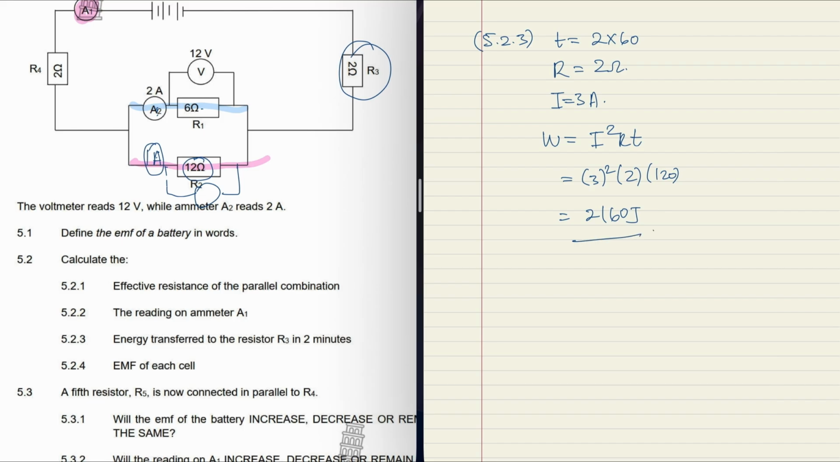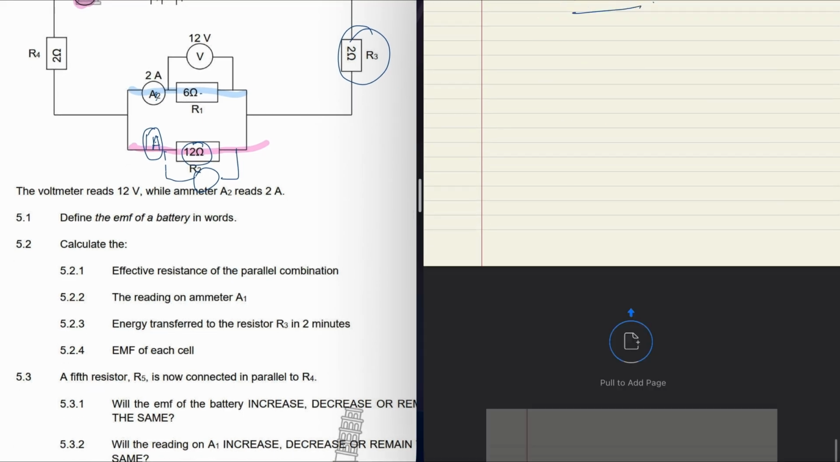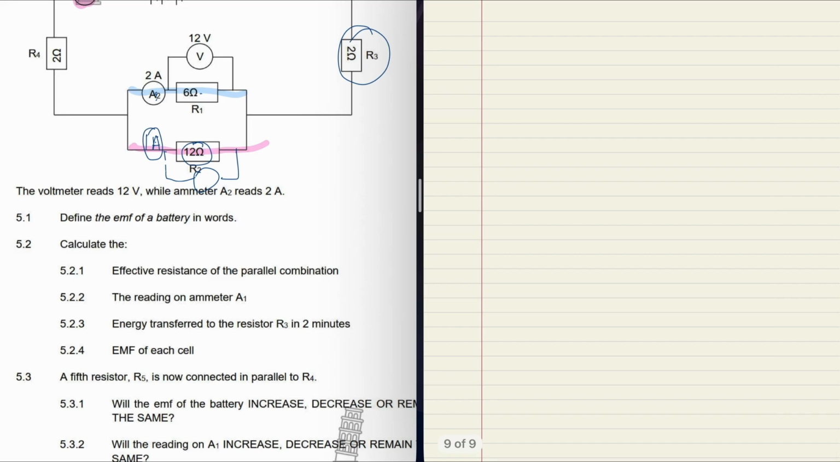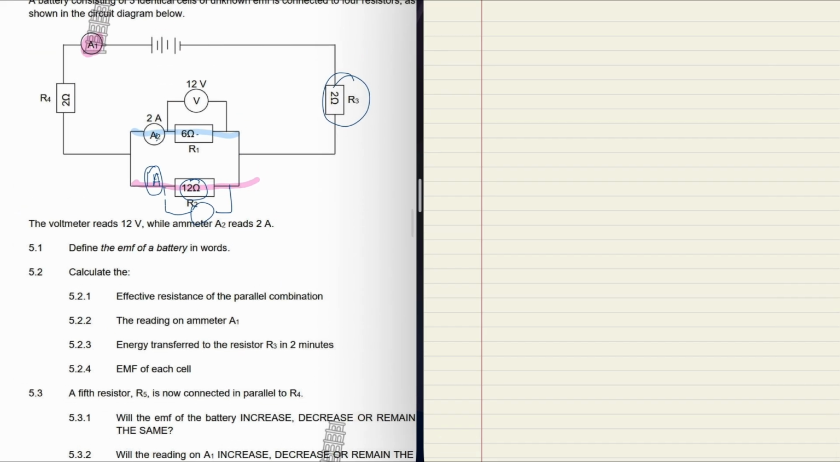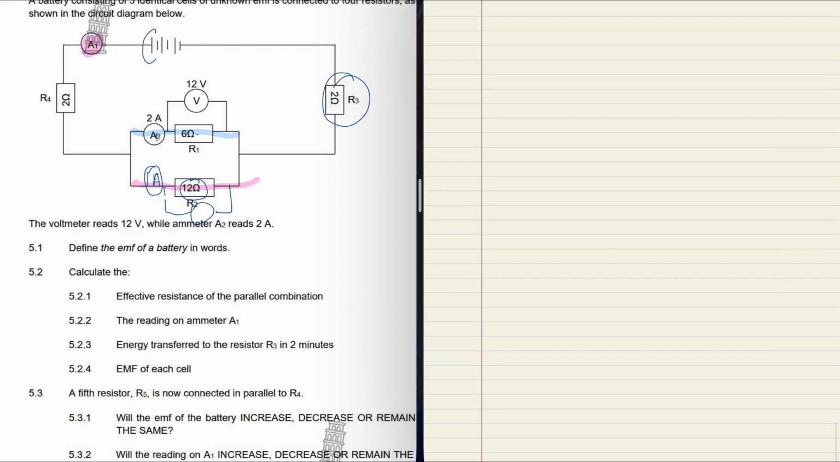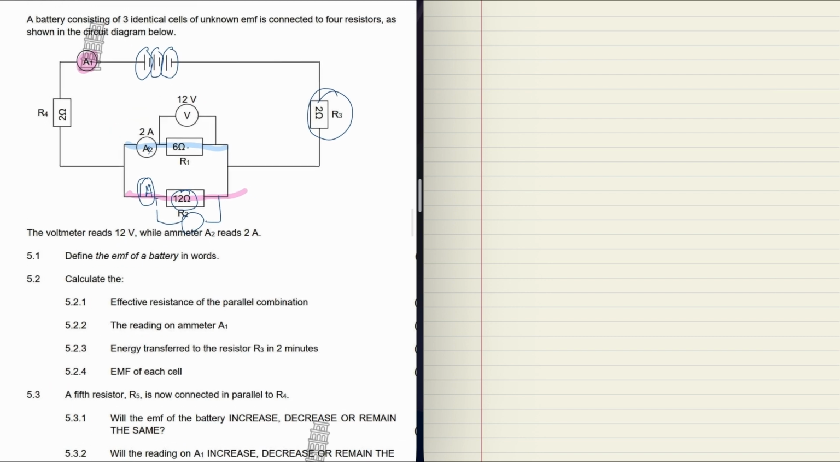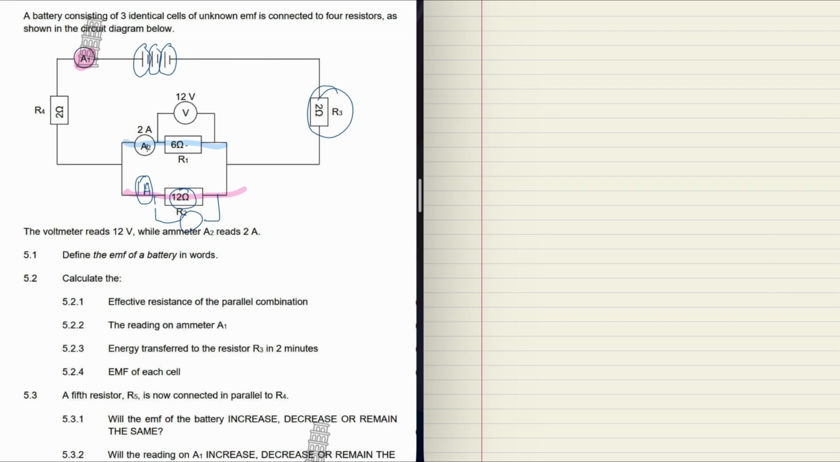And that's equal to 2160 joules. Question 5.2.4 says, calculate the EMF of each cell. Now, if we look at this, there are 1, 2, 3 cells there. There are 3 identical cells. Now, to figure out the EMF of the battery before we divide, we have to first figure out what the voltage is going to be between all the other components.